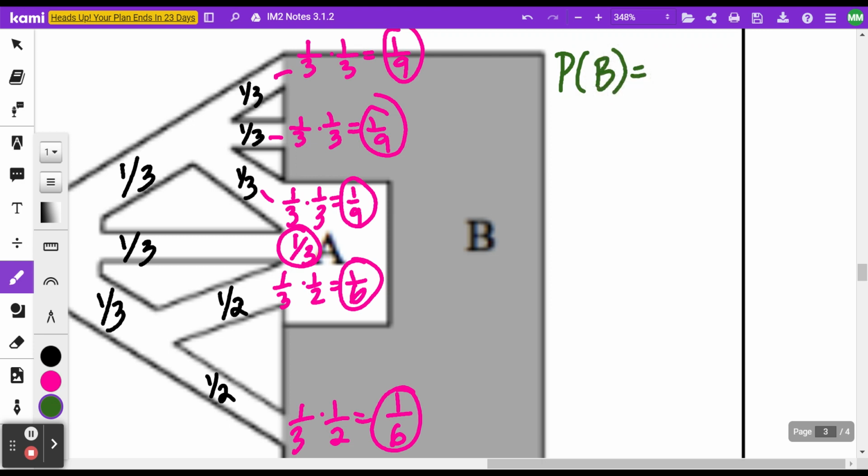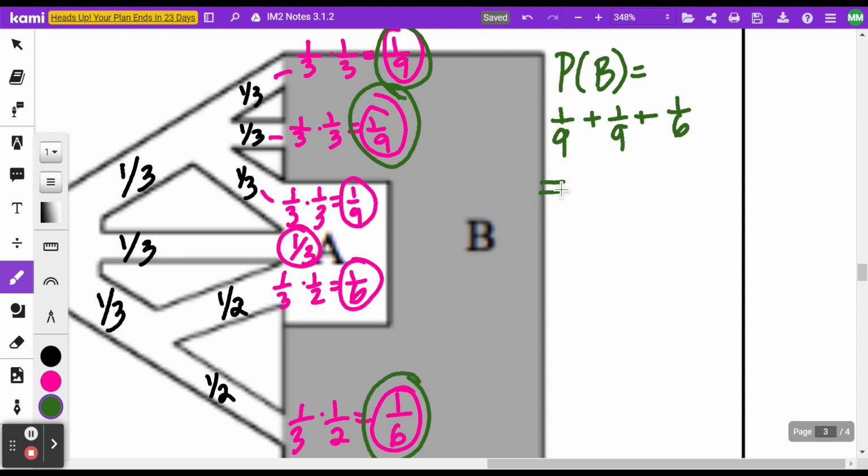So the probability that I end up in B equals 1/9 plus, it's all the ways that I could end up in B, 1/9 plus, just one more, 1/6. And I'll put that into decimal form to make it easier to add together. Or I could just do the whole thing on my calculator. And this equals 0.38 repeating.